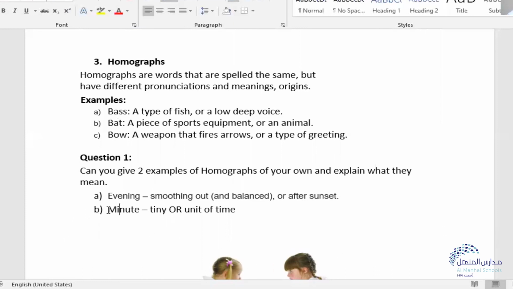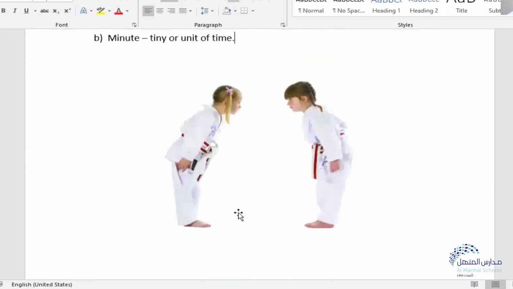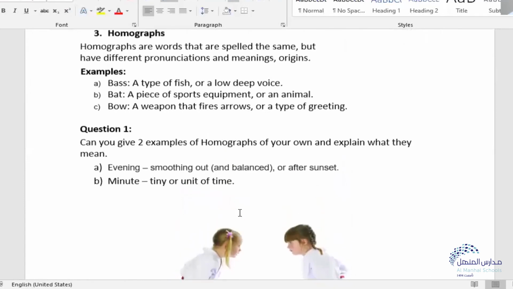And this one is minute or minute. Minute means very tiny or very little. And then minute is a unit of time. In other words, it is 60 seconds. So that's what we were looking for in terms of questions and answers this week.